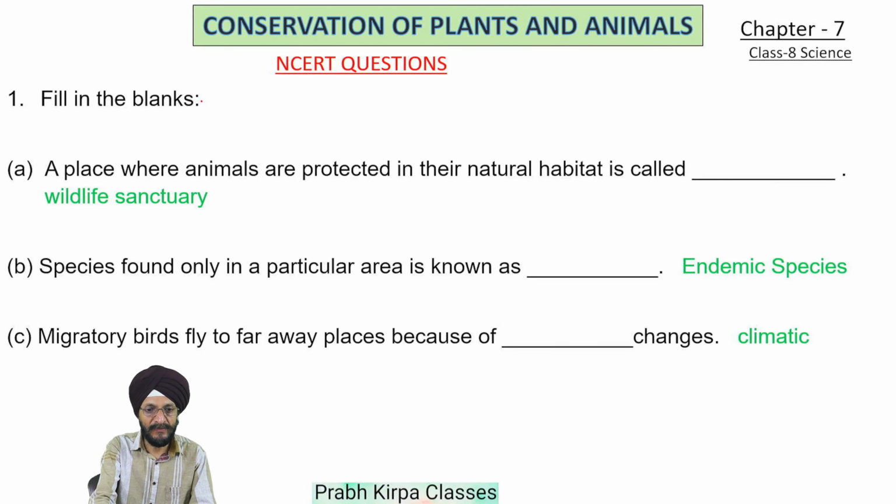Now question first, fill in the blanks. A place where animals are protected in their natural habitat is called wildlife sanctuary. Next, species found only in a particular area is known as endemic species. Next, migratory birds fly to far away places because of climatic changes. They may also fly to other places for food.